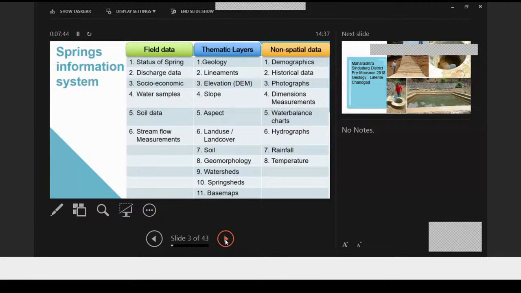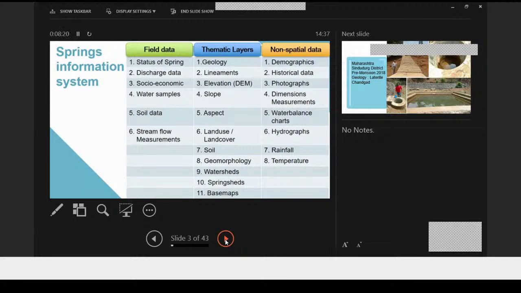We have collected photographs and dimension measurements of the harvesting structures where they have harvested the springs. So we have taken the dimensions of the tank, what the harvesting structure is, and all that. And we have simulated those data in hydrogeological modeling software such as Hydrus, MODFLOW, or SWAT. A simple one is SWAT, which, based on the SCS curve number method, gives us the recharge and the surface runoff, and all the water balance components can be obtained from water balance charts.